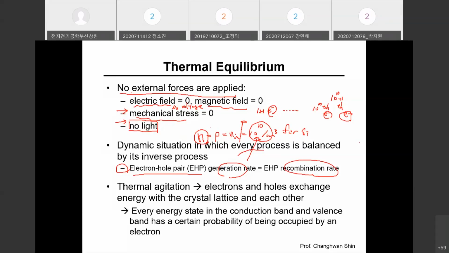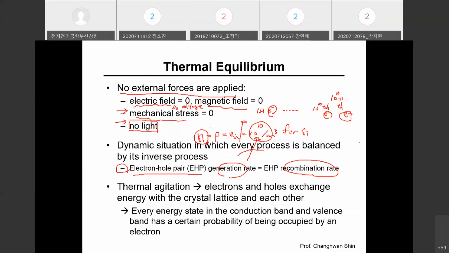Okay, so in dynamic situation, all the process, all the mechanism, all the things happened in the silicon material is well balanced by what? By its inverse process. For example, once an electron hole pair is created, then at some other location in a silicon material, electrons and holes are recombined together. Then the total number of electron holes are well stable. At room temperature, the number of electron holes are identical to 10 to the 10 per cubic centimeter.